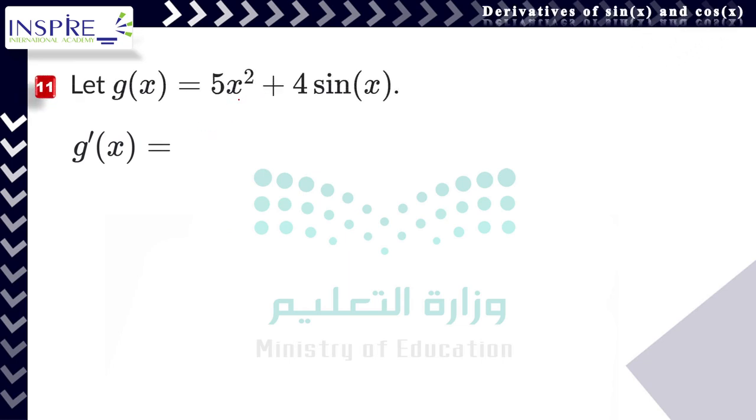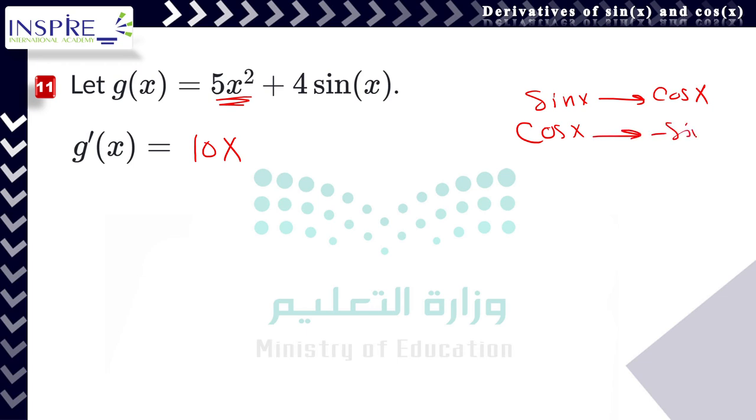Okay, this one is the same. You will just apply the power rule. 2 times 5 is 10, subtract 1, it will be x to the power 1. What about sine x? Okay, the derivative of sine x is cosine x, and the derivative of cosine x is negative sine x. So we have plus 4 sine x, and I need the derivative, so it will be plus 4, and the derivative of sine is cosine. That's it.